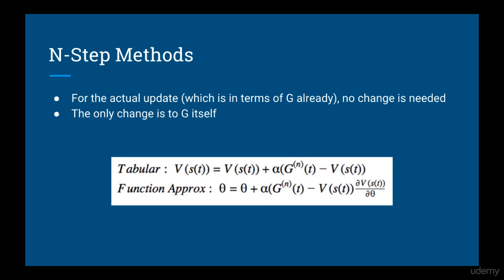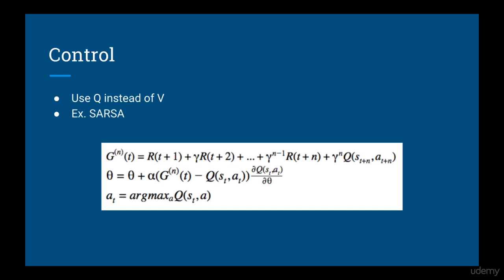For updating v, if we're doing the prediction problem, the update equation doesn't change. The only change is to g itself. The only thing you have to do is wait n steps before you can update v for the state you are in now. The same thing of course applies to both tabular methods and function approximation methods. This of course can be extended to the control problem as well, where we use q instead of v. If we're doing SARSA, the update will be in terms of the chosen action, and the chosen action will always be greedy or epsilon greedy with respect to q.